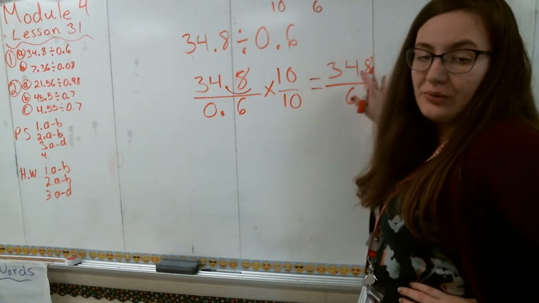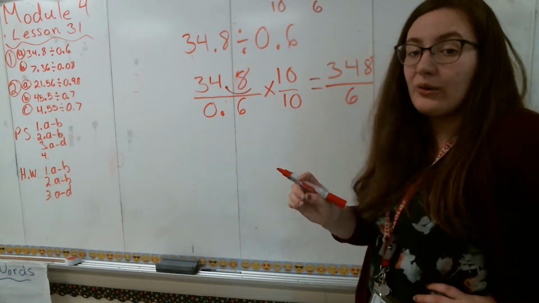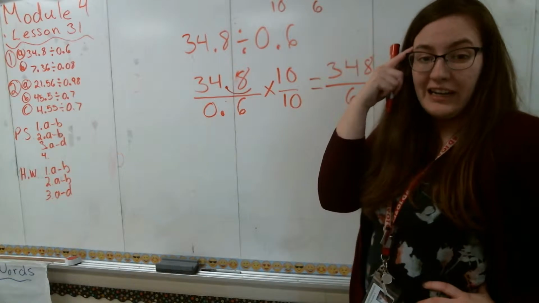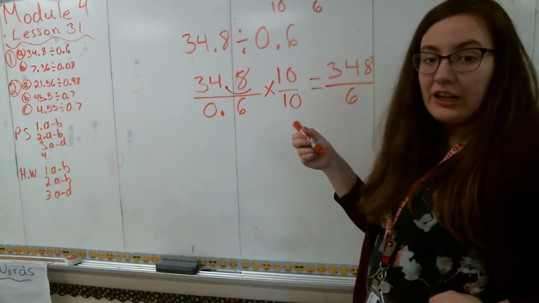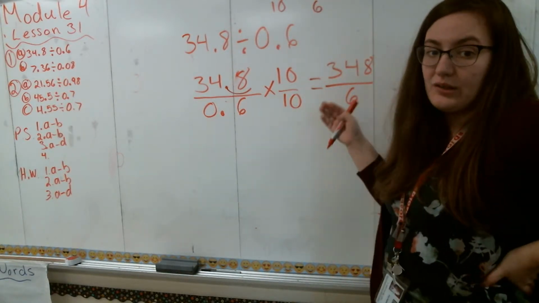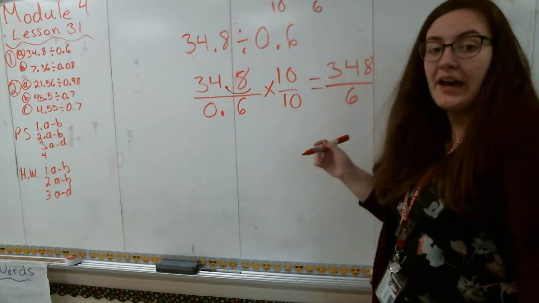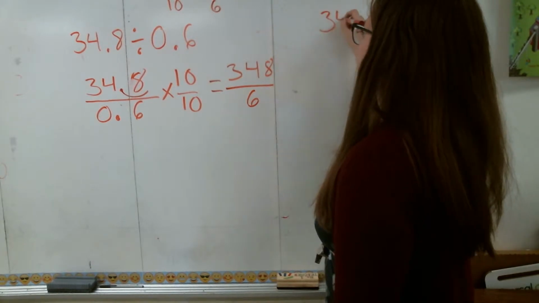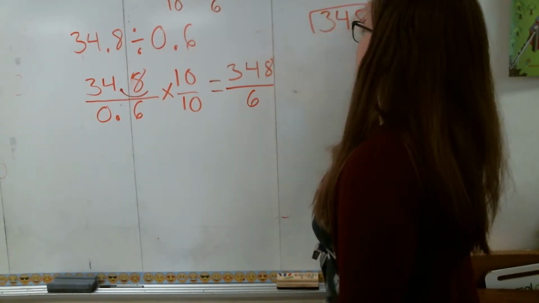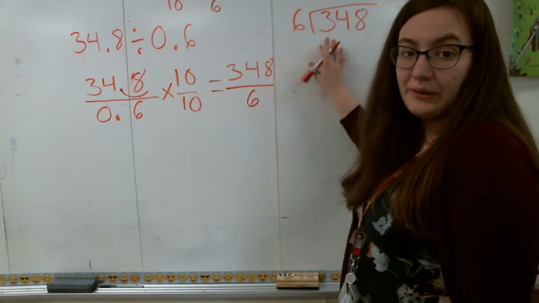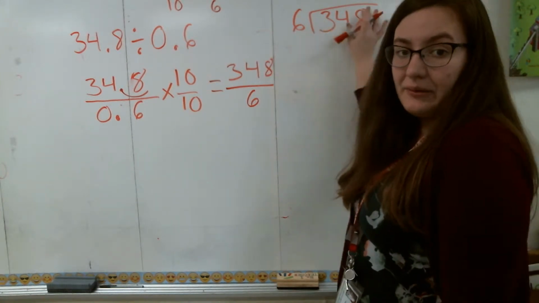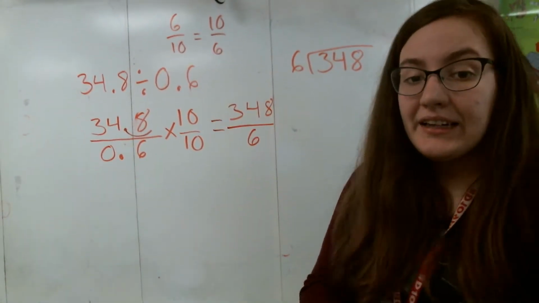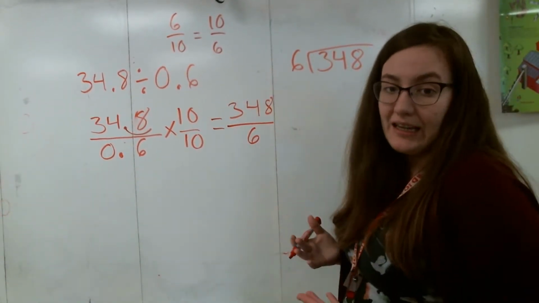Now, when you get to 348 over 6, it is okay to not know how to solve that. Miss Coast can't even do that right off the top of her head either. However, what we are going to do to solve this problem is create a standard algorithm. What I mean by that is we are going to be solving for 348 divided by 6. Remember, the first number is going to go inside the box, and the last number will go outside my box. And now I just need to solve this with the methods that we learned so far this year.